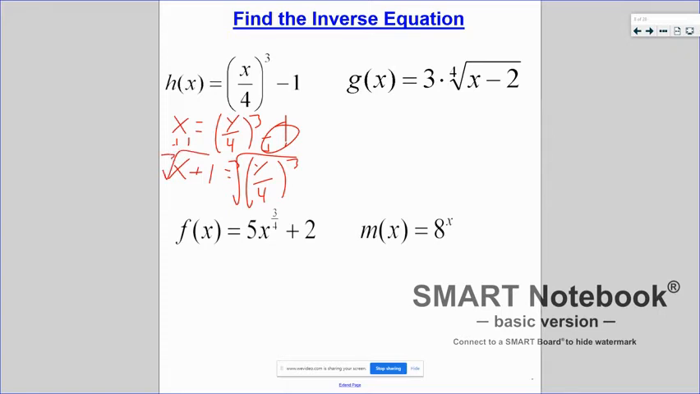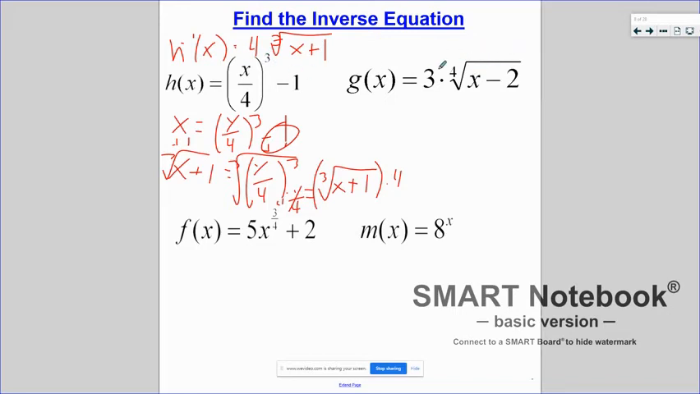So I get y over 4 equals cube root of x plus 1. And then the last step would be multiply by 4. So the inverse of h of x equals 4 times the cube root of x plus 1.